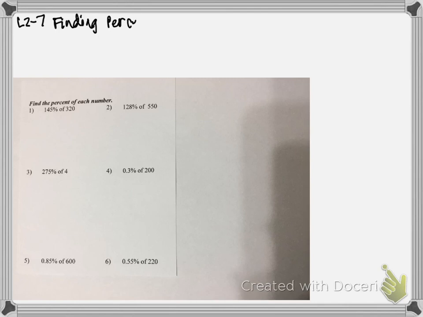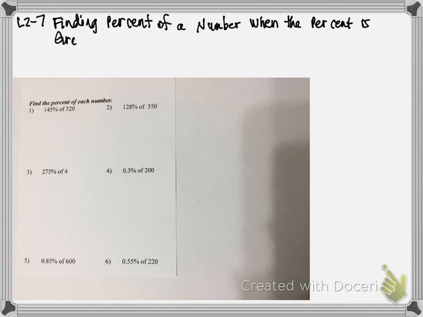which you're like, well, okay, we already did that, so how's this different? Now, just like we did in Chapter 4, we're going to talk about what if we have really large numbers or really, really small numbers? So finding percent of a number when the percent is greater than 100% or less than 1%. And so today's date is going to be 12/10/18.